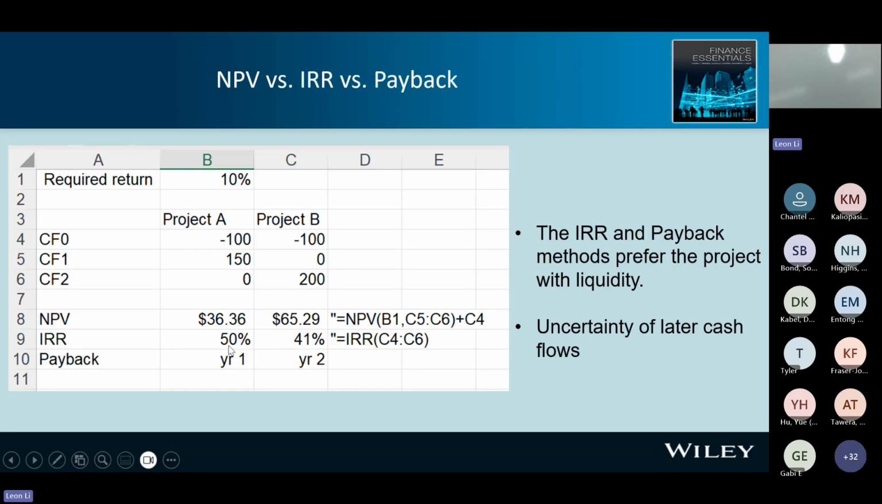However, when you consider the IRR, you can see project A has a higher IRR value, and project A payback is year 1 because you receive the cash flow at year 1, right? On the other hand, project B IRR 41% and payback year 2. So you can see the result. IRR and the payback method will prefer the project with liquidity. It's good, all right? We like to receive the money early.